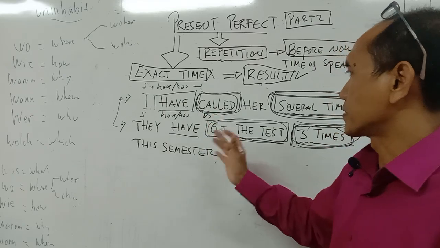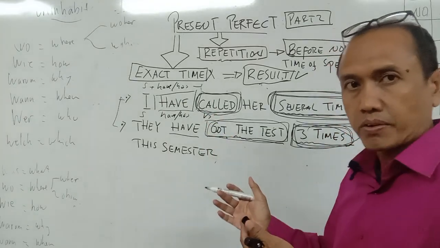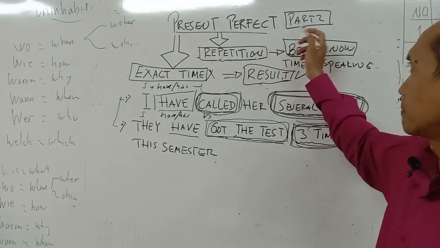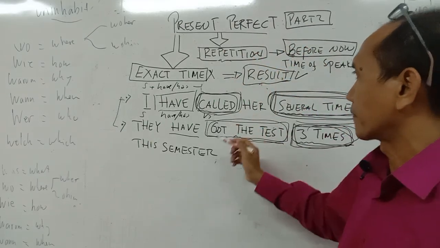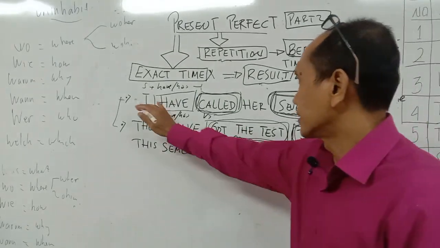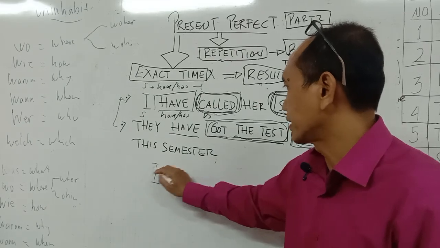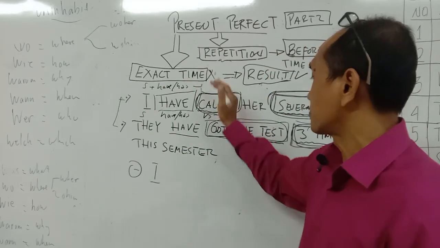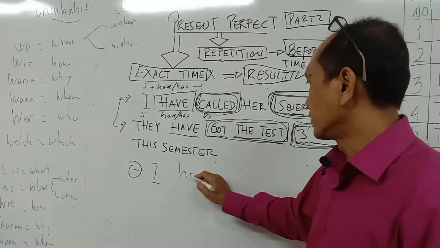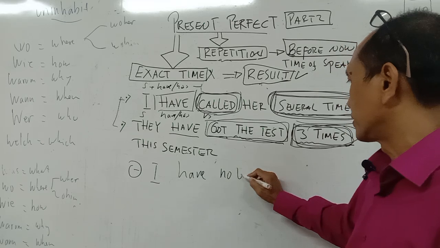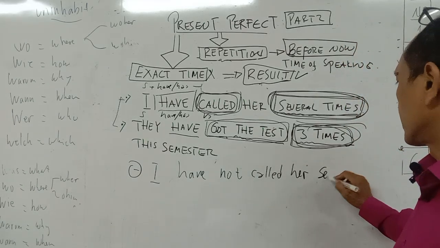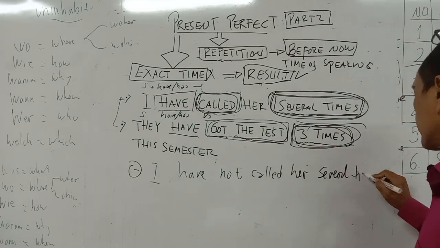How to form the sentence? To form the sentence of the present perfect, you can see part 1, the video, part 1 about the present perfect. How to form the sentence of the present perfect. Let's see here, when you want to make the negative sentence for present perfect, which shows the repetition, you can say, I have not called her several times.